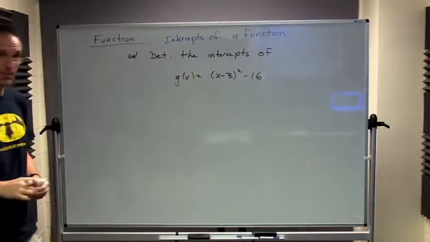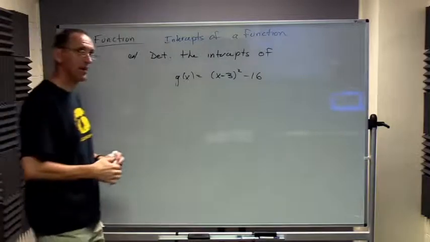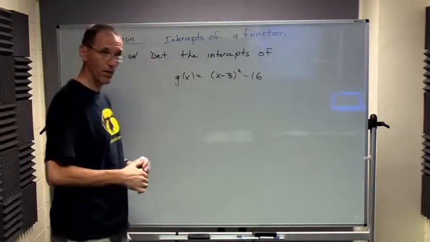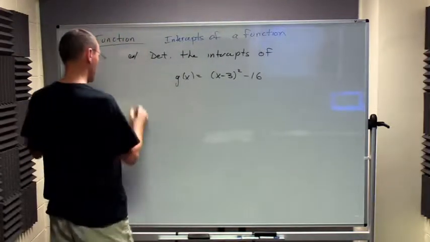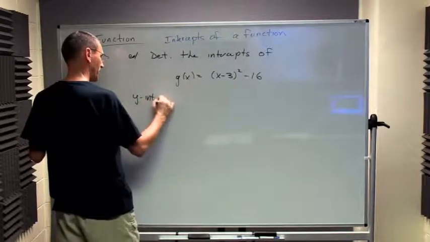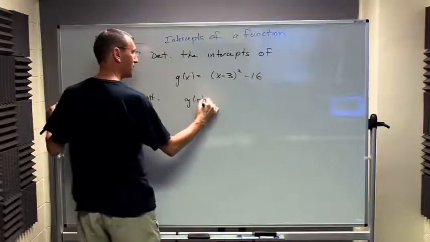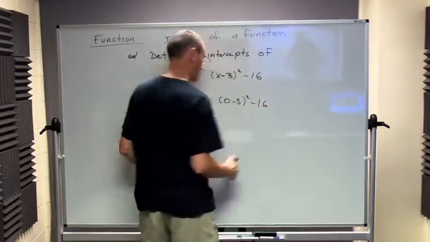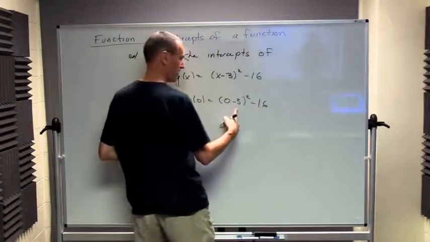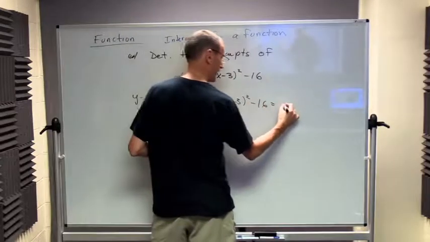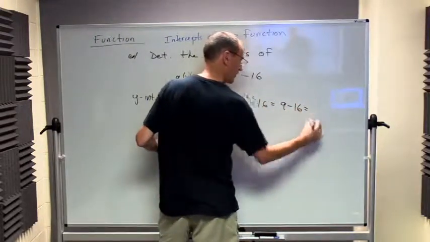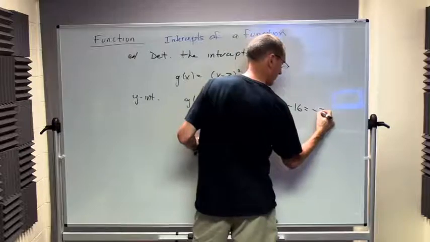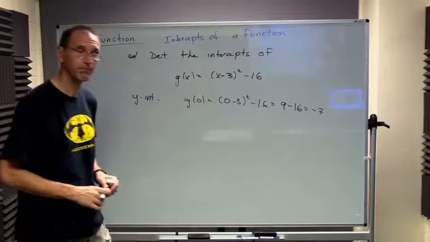I want to find the intercepts of that function. The first intercept is the y-intercept. I'm going to do that just because it's easier to work with. I just plug in x equals 0 and toil away. So now this is going to be 0 minus 3. Minus 3 squared is 9. And I'm just going to get a minus 7 out of that.